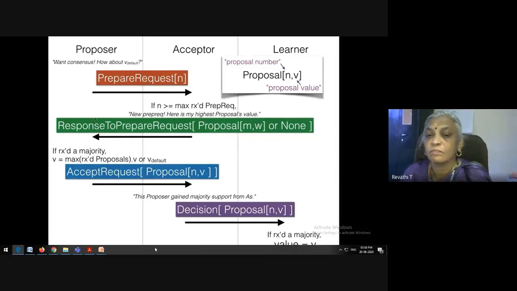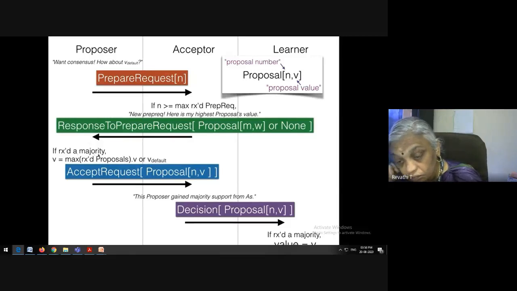Okay, so once a proposer receives a response to the prepare request, it just collects them and sits there waiting for them until it receives responses to the prepare requests from a majority of acceptors. Once it receives responses from a majority of acceptors, then it has the allegiance of the majority of the acceptors, and it gets to propose a value.